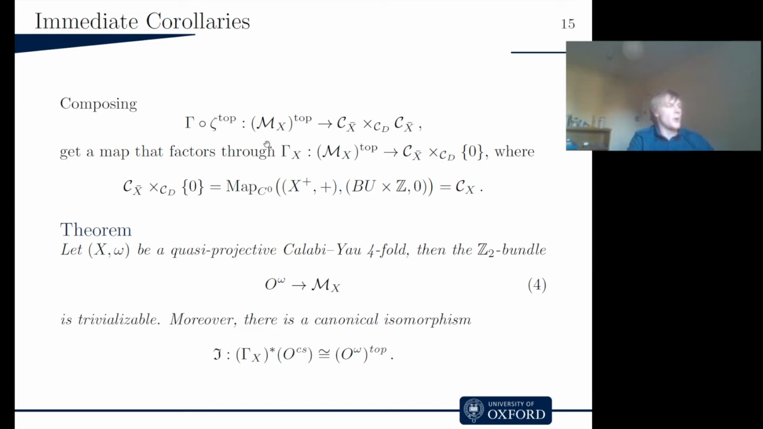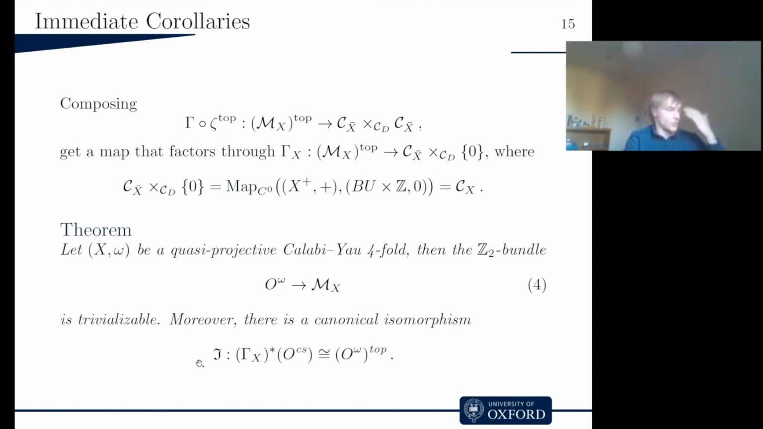So if we compose the map from the compactly supported perfect complexes in X into the product stack and then with the map into the K-theory, then this gives us our map from MX into this space, which corresponds exactly to the space classifying compactly supported K-theory. These are pointed maps. And the theorem that you get from the previous one is then that for any quasi-projective Calabi-Yau fourfold, the orientation Z2 bundle is trivializable.